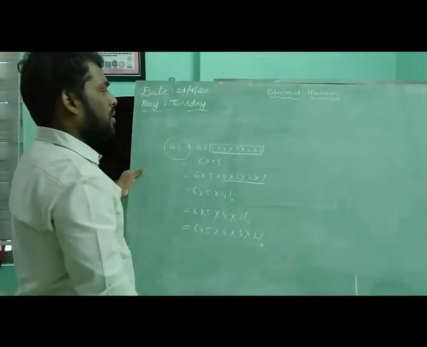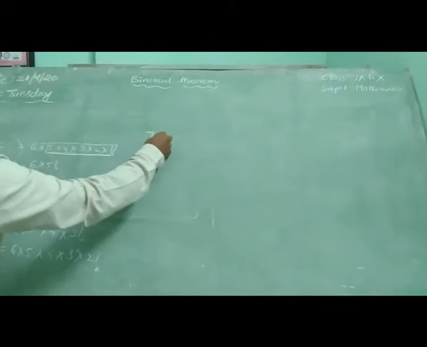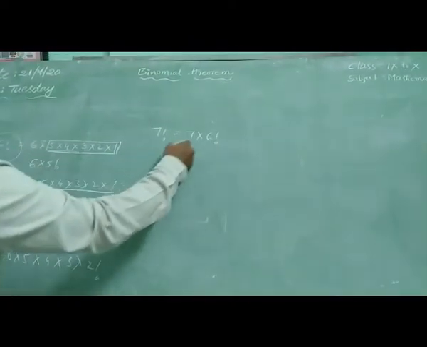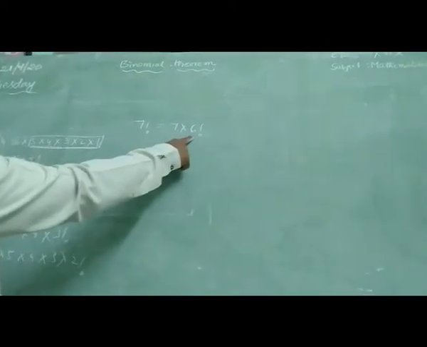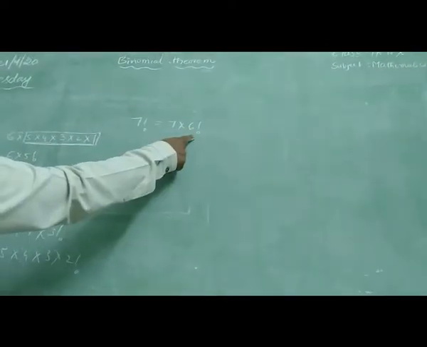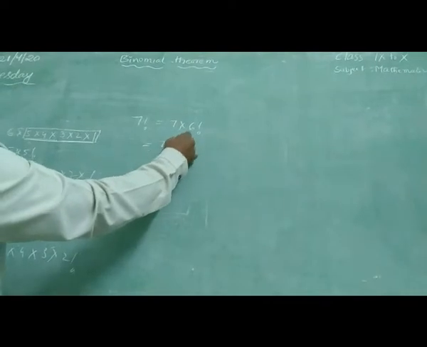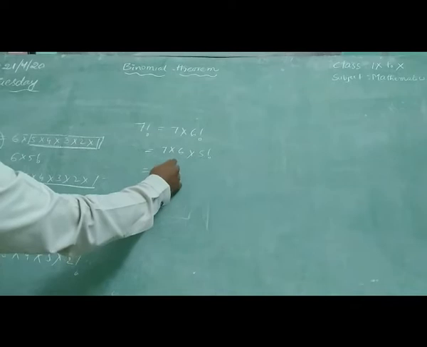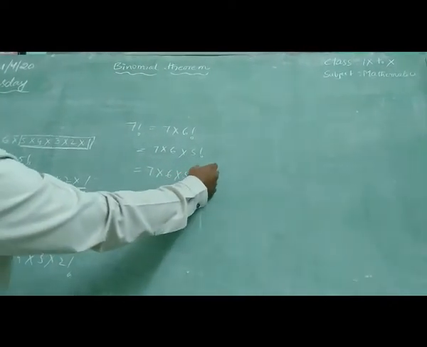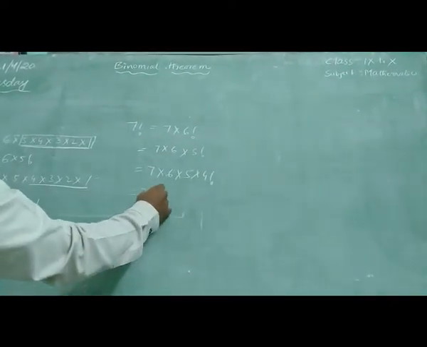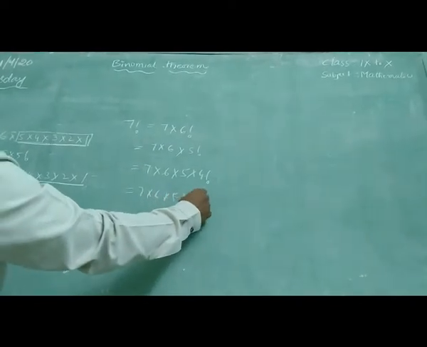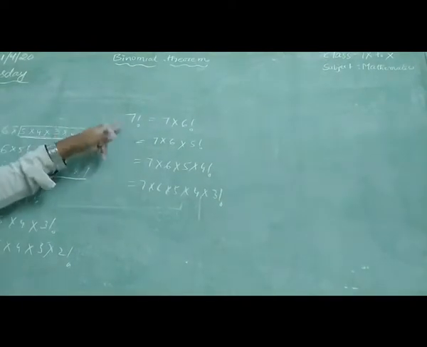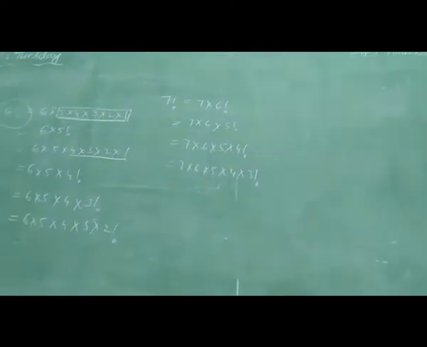Right. One more example. Tell me children, 7 factorial can be expressed as 7 into 6 factorial. We are reducing 1, that's all. 7 into 7 minus 1 factorial. Next one, 7 into 6 into 6 minus 1 factorial, that means 5 factorial. Next, 7 into 6 into 5 into 4 factorial. 7 into 6 into 5 into 4 into 3 factorial. Like this, we can modify this factorial notation in different ways.